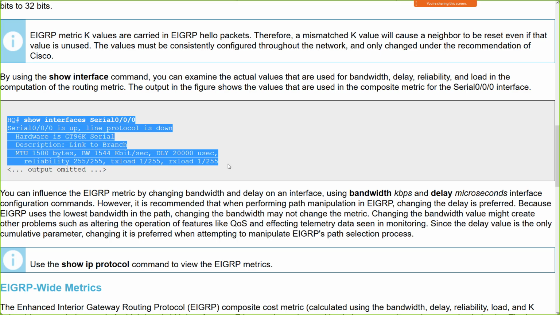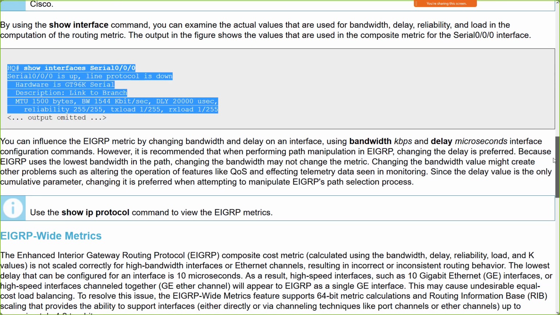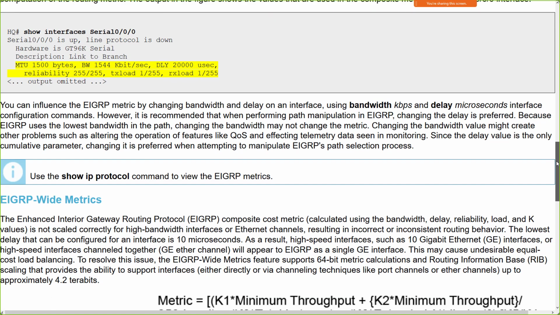All right. The bandwidth is always specified in kilobits per second. The delay is always configured in microseconds, so not tens of microseconds. So when we configure it and when we do the show interface, we see it in microseconds, but for some reason in the formula, it's in tens of microseconds. That's why you have to divide the number by 10 when you're doing the calculation. All right. Show IP protocols will give us the ability to identify what the K values are in the calculation as well.